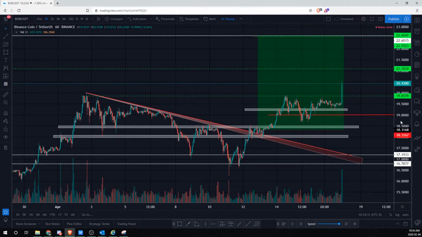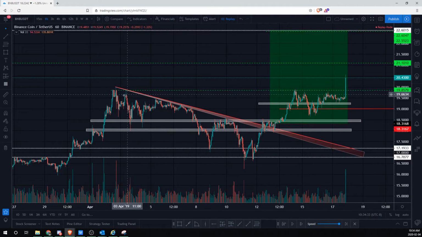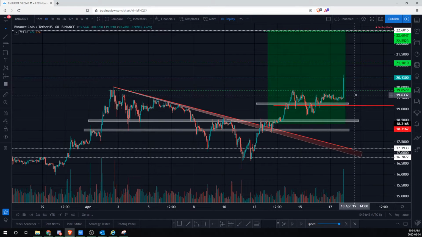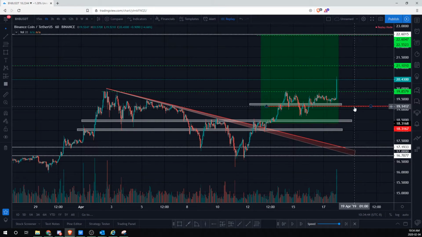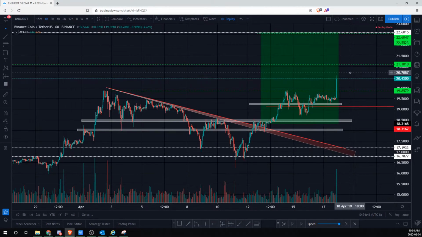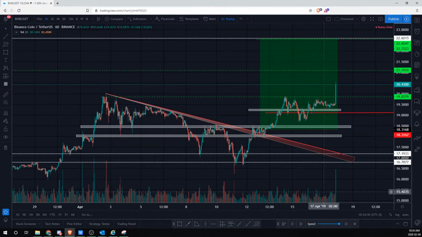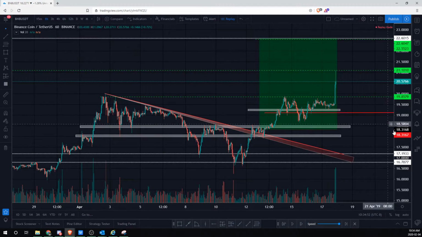Boom. Now that we are above our previous resistance zone, we're definitely going to move our stop loss just below this area here, because that's the zone that we could potentially retest before we move up higher. So our stop loss is now just below the zone here, and we're now going to our second take profit zone, which is around the $21 mark. So let's continue on with the price action.